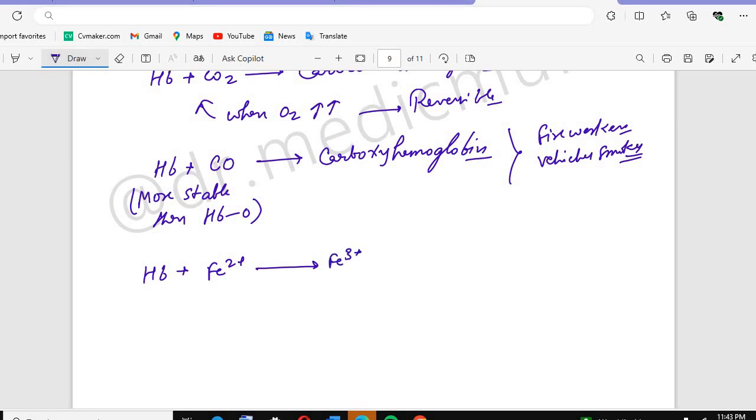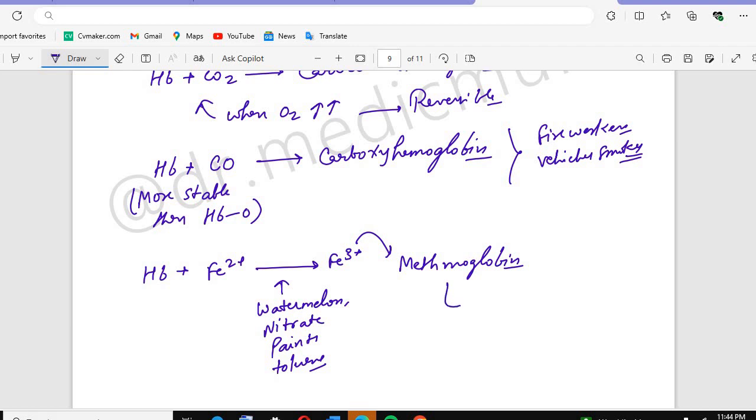the Fe3 positive. So if the patient is taking watermelon, nitrates, or the patient is a paint worker, those who are doing the paints, and the chemicals like toluene, all these will convert the Fe2 positive to Fe3 positive, and this patient will have methemoglobin. We call this patient having methemoglobin. And the antidote for methemoglobin, remember what is the antidote for methemoglobin? That is methylene blue.